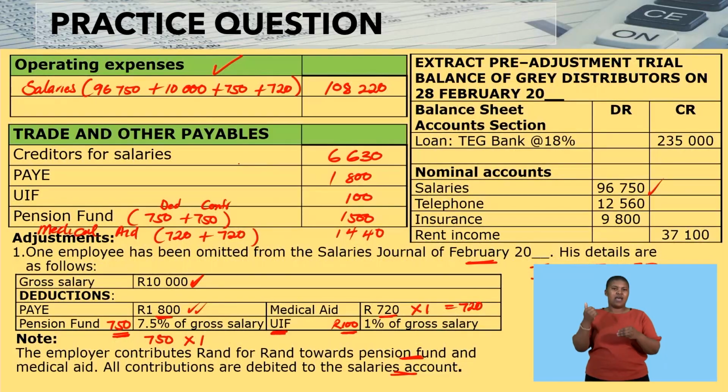In trade and other payables, you bring first the creditors for salaries, then pay as you earn, UIF, pension fund, and then medical aid. Let's look at the next adjustment.